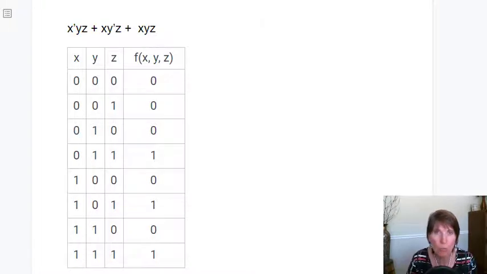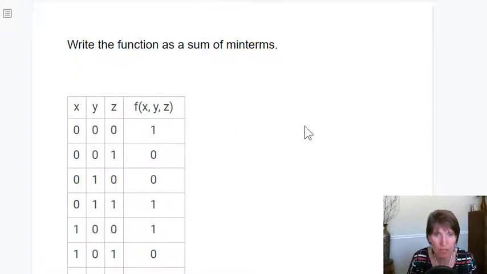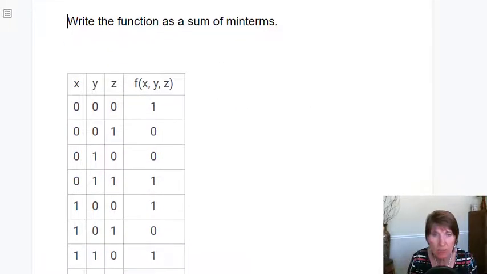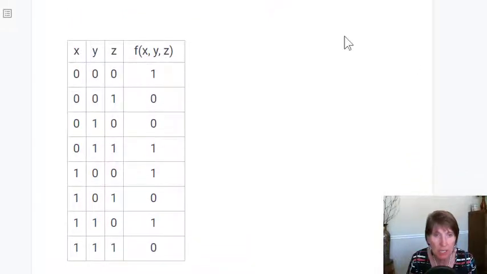Let's go ahead and do one more with three variables. So here's another one, and here's a function. It's expressed as a table, and we can find a Boolean expression for that by finding the minterms. So the first minterm is going to be where this one is. It's right there at the top.